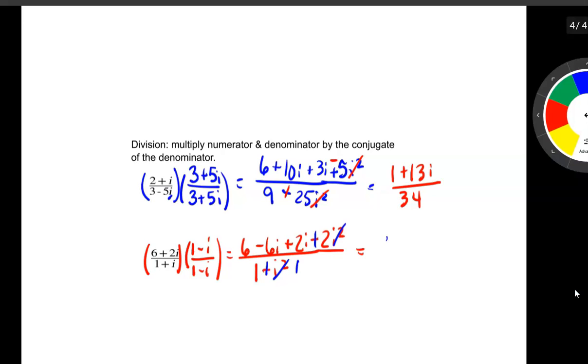6 plus 2 is 8. Negative 6i plus 2i is negative 4i. In the denominator, 1 plus 1 is 2. And this one we can actually simplify because everything is divisible by 2. I can divide everything by 2, and I get 4 minus 2i. Okay, that is the end of section 3.1.